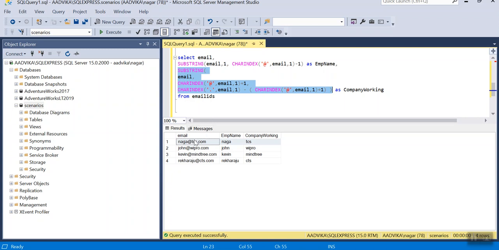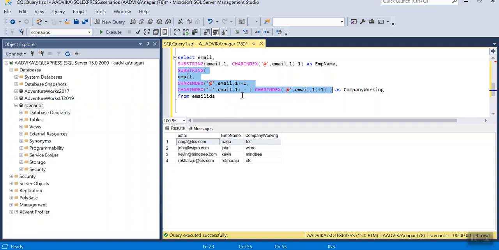So after at the rate, I'm trying to find the position of at the rate plus 1. Then how many characters do I need to extract? For this I am taking the dot position, which is 9, minus the at the rate position, which is 5, plus 1, that becomes 6. So 9 minus 6, that is 3 characters I need to fetch, that becomes TCS.